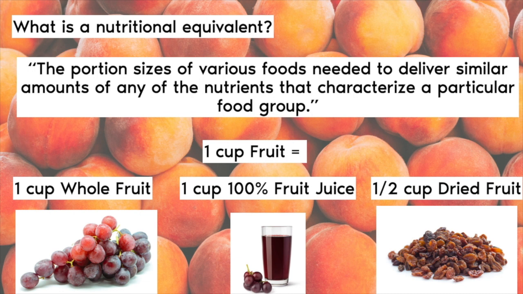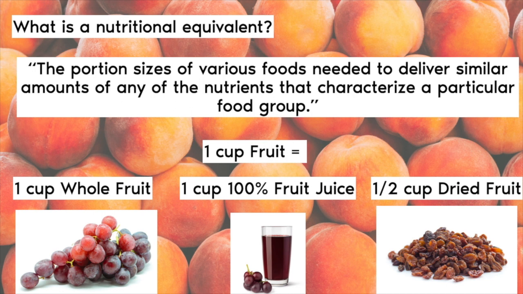So for example, 1 cup of fruit is equal to either 1 cup of whole fruit, that makes sense, 1 cup of 100% fruit juice, or half a cup of dried fruit. And it's half a cup of dried fruit because all the water is out of dried fruit, so you need less dried fruit to get the same vitamins and minerals that you would need with a more watery whole fruit or fruit juice. So the nutritional equivalents are just giving you a guideline for how you would consume different forms of food in a food group to be nutritionally equivalent.